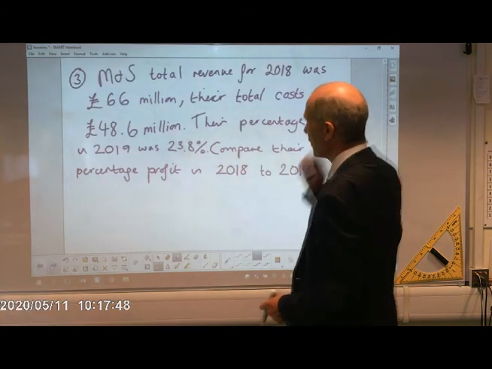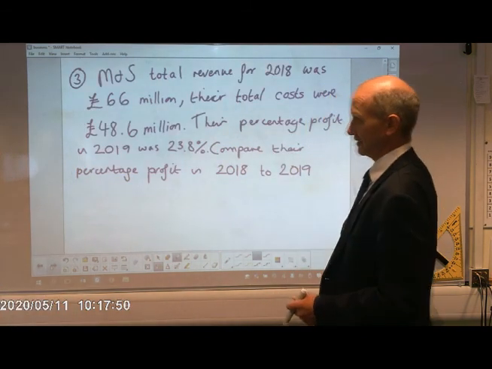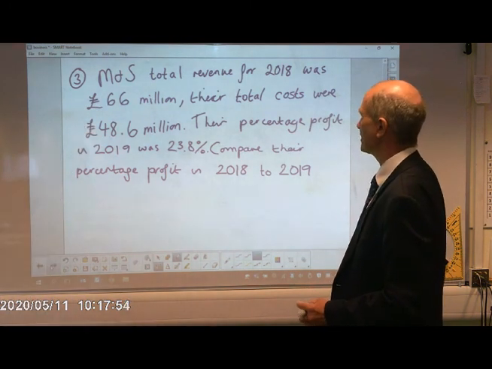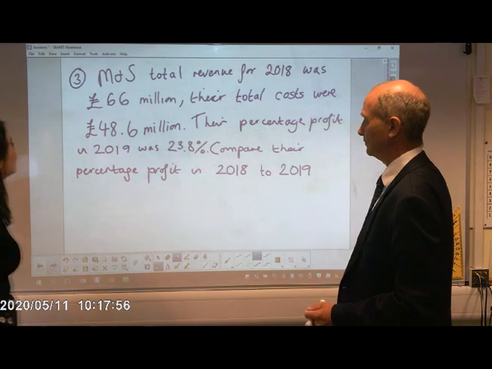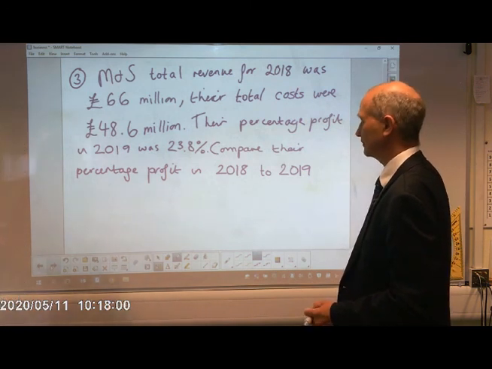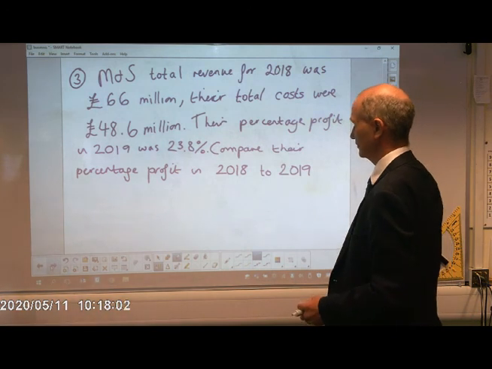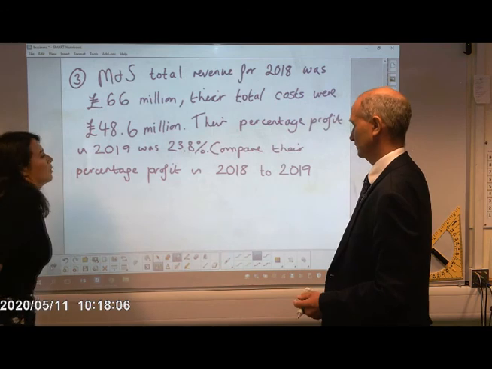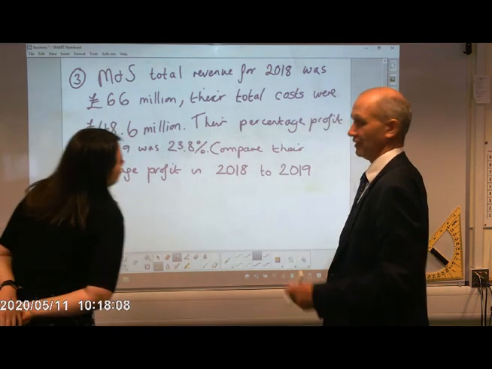So here's one for you. M&S. Total revenue for 2018 was 66 million. Their total cost was 48.6 million. Their percentage profit in 2019 was 23.8%. Compare their percentage profit in 2018 to 2019.